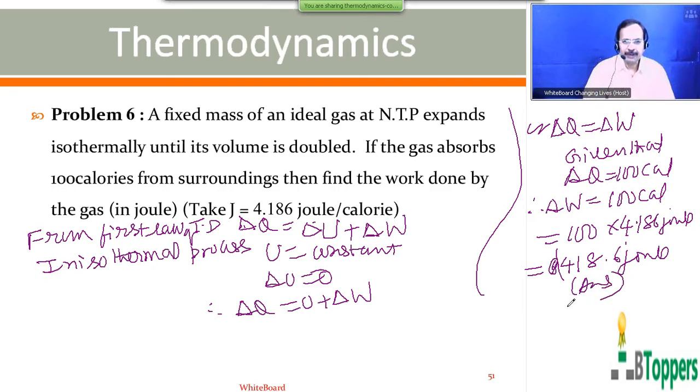So if you want to copy the solution of the problem, you can take a pause and finish writing it. It's a conceptual question. There is not much calculation. You have to know that the work done by the gas in isothermal process is the same as the heat energy absorbed by the gas from surroundings. The heat energy absorbed by the gas is 100 calories, and work done is also 100 calories. The ratio of the volumes is given only to confuse. Such types of questions are expected in objective type papers.